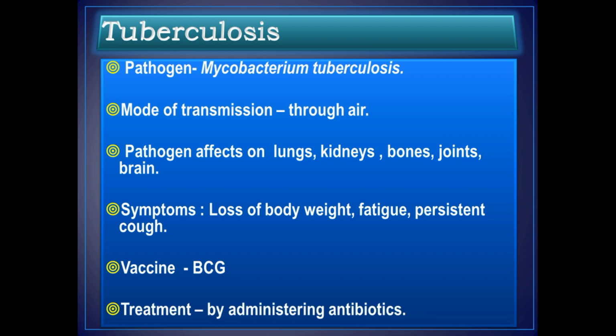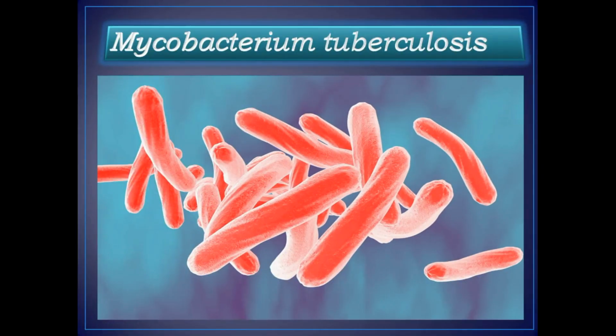Treatment is by administering antibiotics. So the name of the pathogen which causes tuberculosis is Mycobacterium tuberculosis, and it spreads through air, and it affects major organs like lungs, and later it spreads to kidney, bones, joints and brain. The symptoms include loss of body weight, fatigue or tiredness, persistent cough. And how can we prevent the disease? By taking the vaccine BCG. If the person gets infected, we can treat in early stage by administering proper medication, that means by taking antibiotics. So this is the picture showing Mycobacterium tuberculosis.